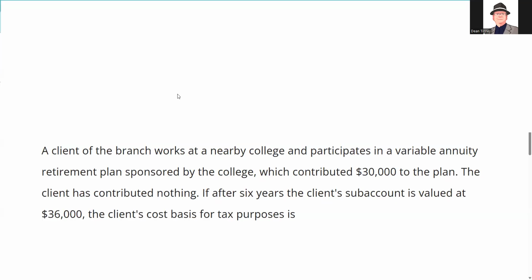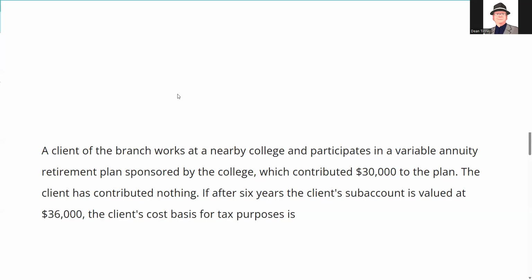A client of the branch works at a nearby college, so that's our first kind of hint. We should be thinking, okay, they work at an educational institution, an employee of a 403B educational institution. Please note, not just teachers. Could be the janitor, could be the nurse, not the students would be the trick, right?